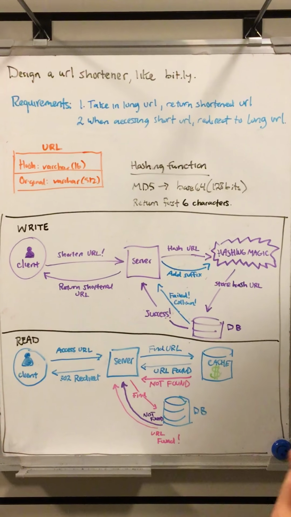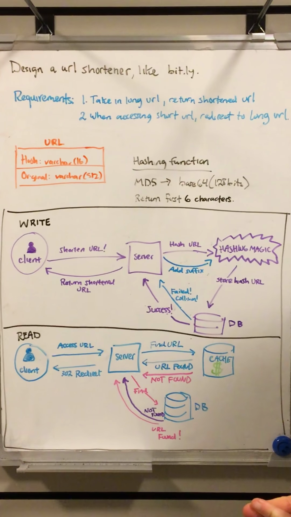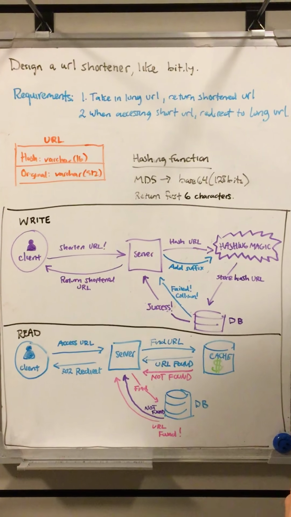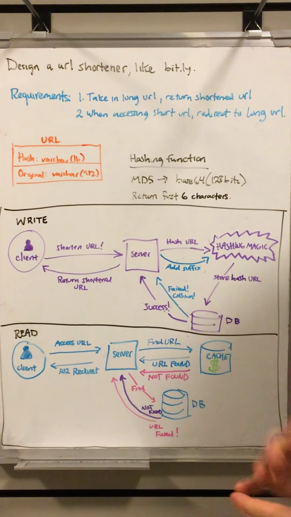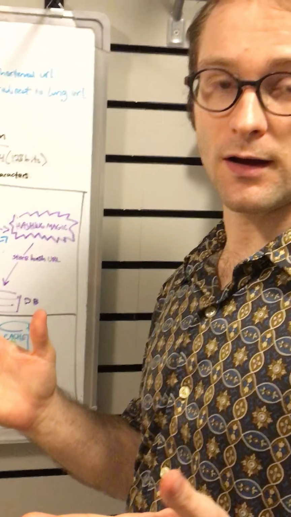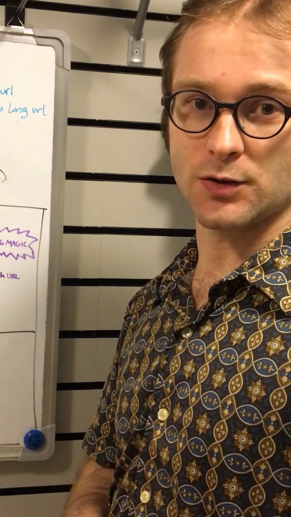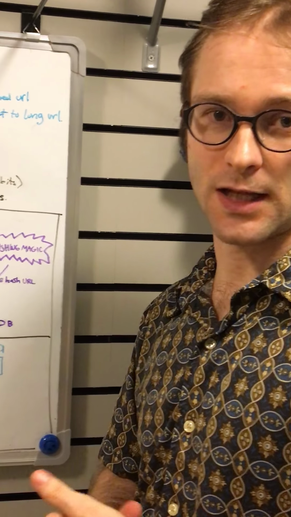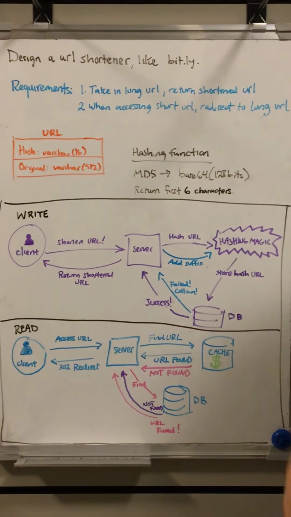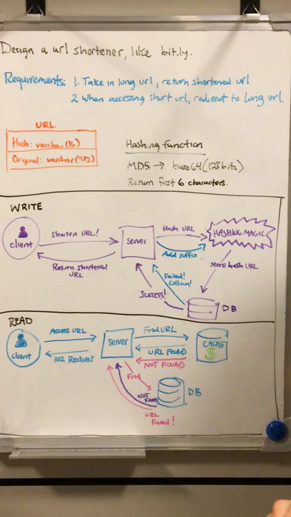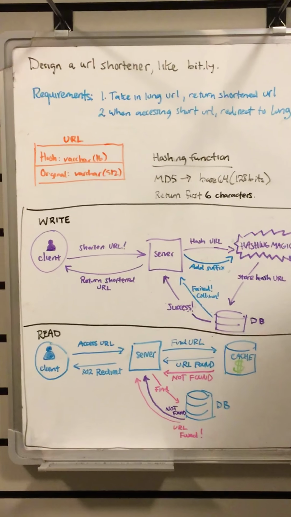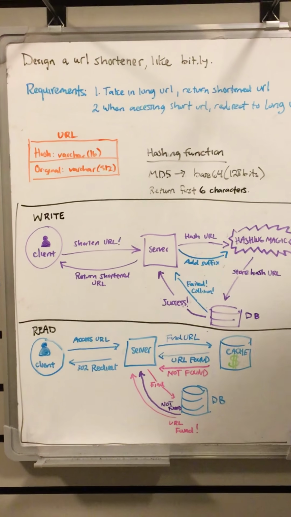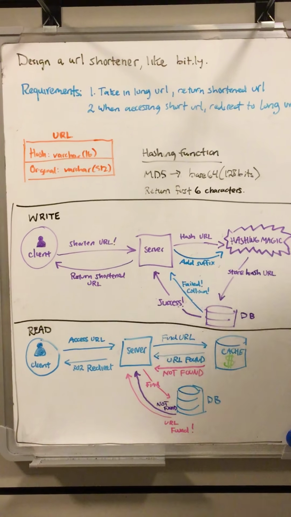For URL shorteners, most of the time people are going to be doing lots of reads, because if it's like Rihanna retweeting a bit.ly link, chances are she's going to have hundreds of millions of people trying to access that link. You're not going to have hundreds of millions of people making links or writing links.